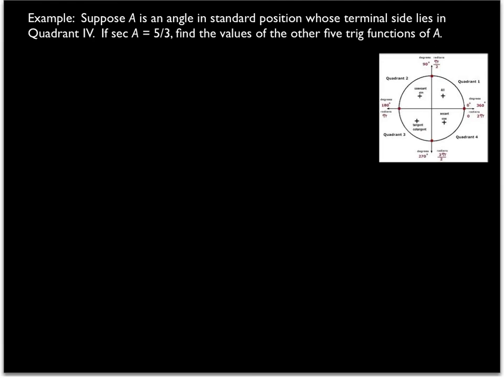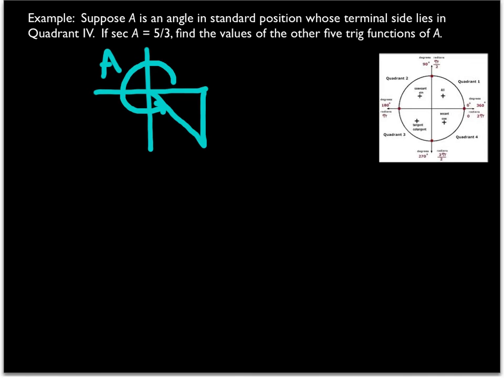Go to my final problem here, and it says suppose A is an angle in standard position whose terminal side lies in quadrant 4. If secant is 5/3, find the value of the other 5 trig functions of A. So first of all, I'm going to try to sketch a picture of what we're talking about here. Here's my grid system here. Standard position means that this angle starts at the positive x-axis, goes around like this. So to get in the 4th quadrant, my angle or my terminal side is going to look something like that. So here's my angle there. This could be considered then angle A, going all the way around like that.